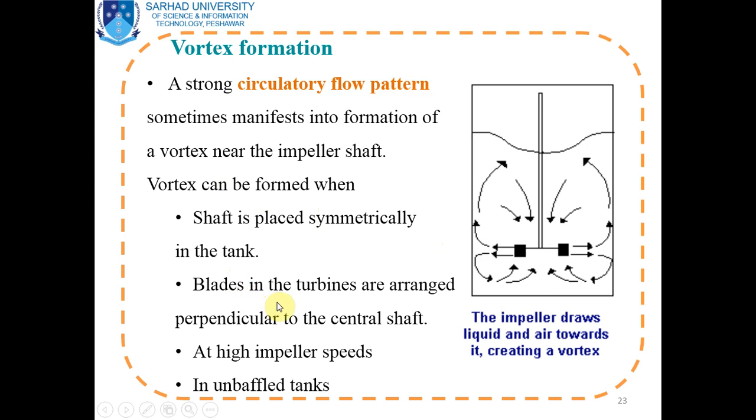When the blades in the turbines are arranged perpendicular to the central shaft, vortex formation also results at a high impeller speed, which is one of the drawbacks of the impellers. If we use unbaffled tanks, then in this case also vortex formation results.